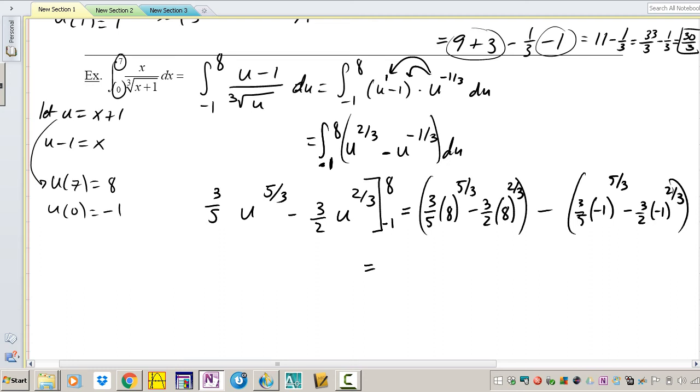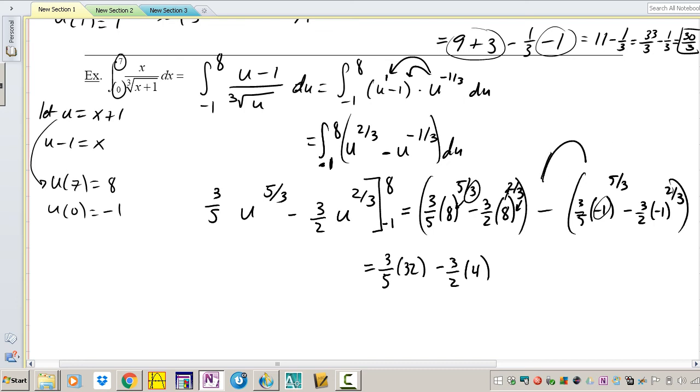So what is 8 to the 5/3? Let's take the cube root. What is the cube root of 8? Cube root of 8 is 2 raised to the 5th. That is 32. What is 8 to the 2/3? Cube root of 8 is 2, and then when you square it, that is 4. Okay, what is the cube root of negative 1? That's negative 1 raised to the 5th. It's still a negative 1.